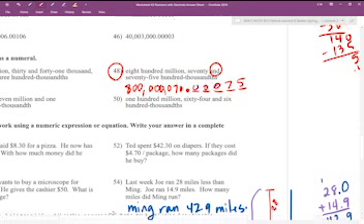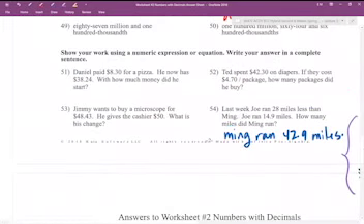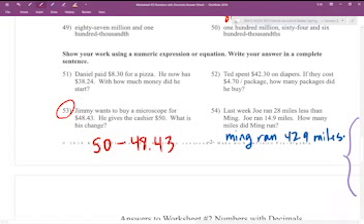Okay, so 54 was already done and it's uploaded in the discussions. So let's look at 53. Jimmy wants to buy a microscope for $48.43. He gives the cashier $50. What does this change? Our directions tell us to write an expression. So we give the $50 to the cashier, and the microscope he's buying costs $48.43. So you're going to subtract $48.43 from it. That's our expression. So now let's work it out.